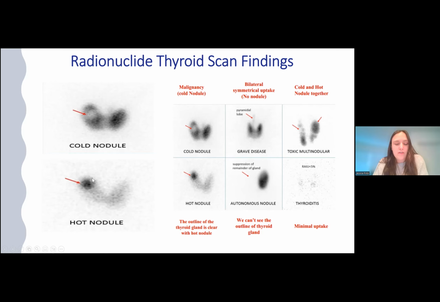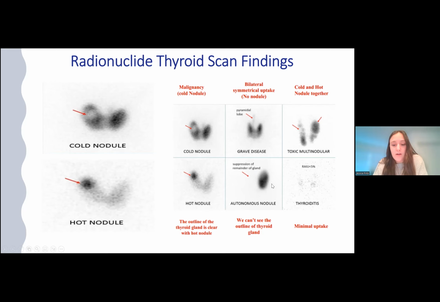You still see the contours of your thyroid gland, but now you have a location where there's a lot more uptake. Other things you can see: bilateral symmetrical uptake. A lot of times you see this in diffuse thyroiditis or in Graves' disease. Your entire thyroid gland is very, very active. You might see both hot nodules and cold nodules in your thyroid, and typically you'll see that with toxic multinodular goiters.